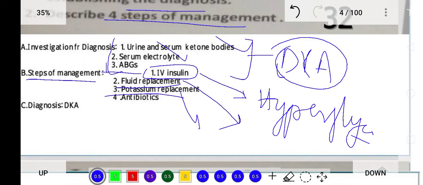Potassium replacement, because hypokalemia occurs in the initial state of diabetic ketoacidosis. So these are three management steps, and the next one is antibiotics. There should be antibiotics as well.